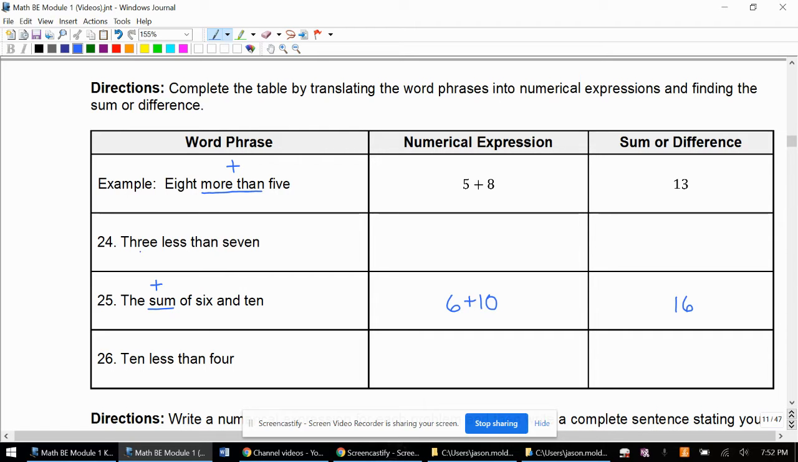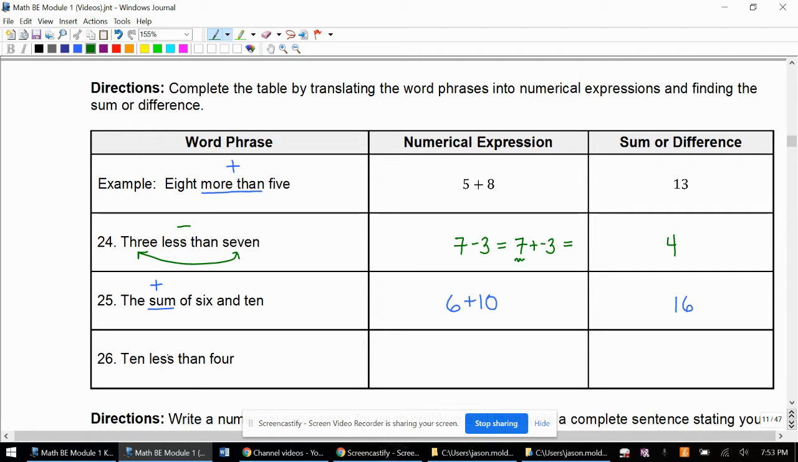And then 24, 3 less than 7. This is going to be a subtraction phrase, so we may want to put a minus sign, and we will need to flip-flop this. So 3 less than 7 actually comes out to be 7 minus 3. 3 less than 7 means 7 plus negative 3. 7's more dominant. It's going to be positive. So 3 less than 7 means we actually want to do 7 minus 3. So reduce 7 by 3.